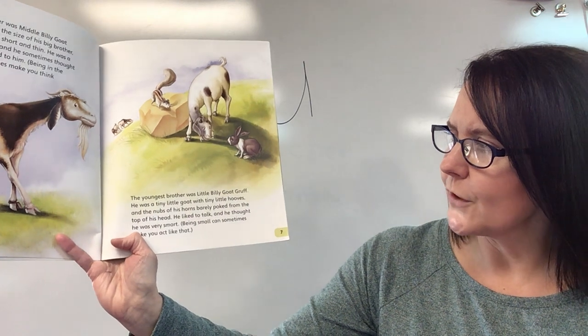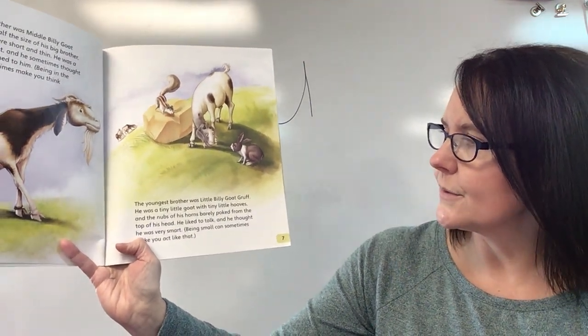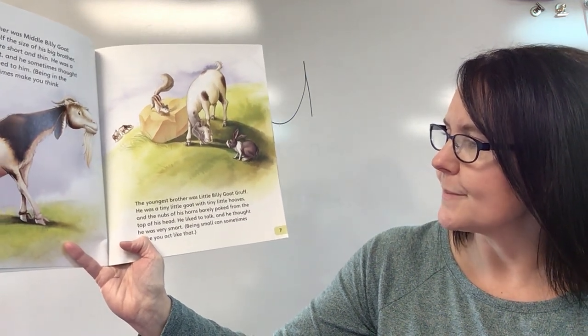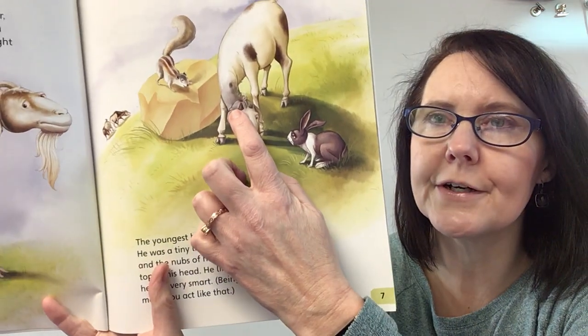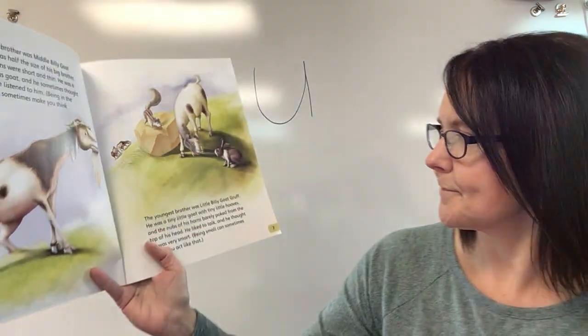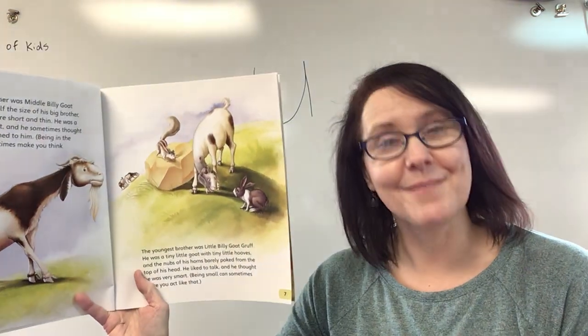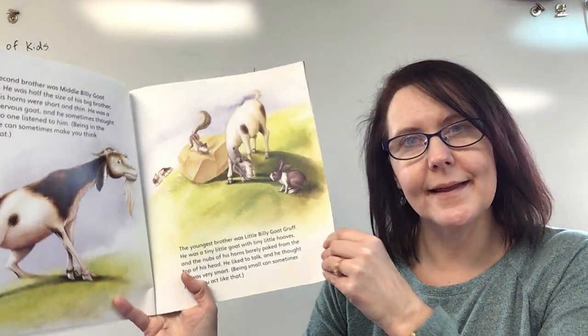The youngest brother was Little Billy Goat Gruff. He was a tiny little goat with tiny little hooves, and the nubs of his horns barely poked from the top of his head. Do you see his horns? They're very, very small. He liked to talk, and he thought he was very smart. Being small can sometimes make you act like that.